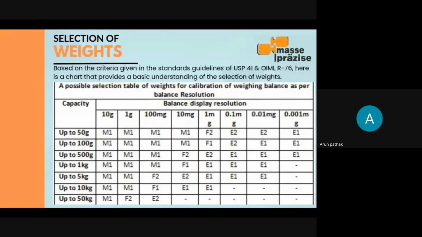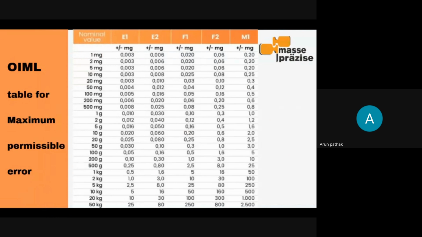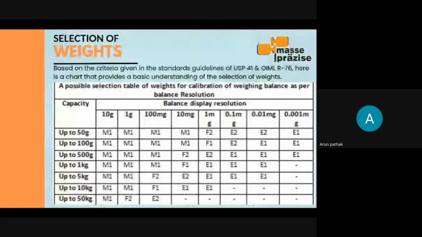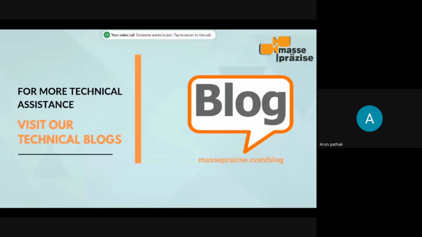So if there is any question about the weight accuracy class selection table or the OIML maximum permissible error table, you can drop the question. We have almost covered all the topics. We will take the questions next. This is our blog's address.